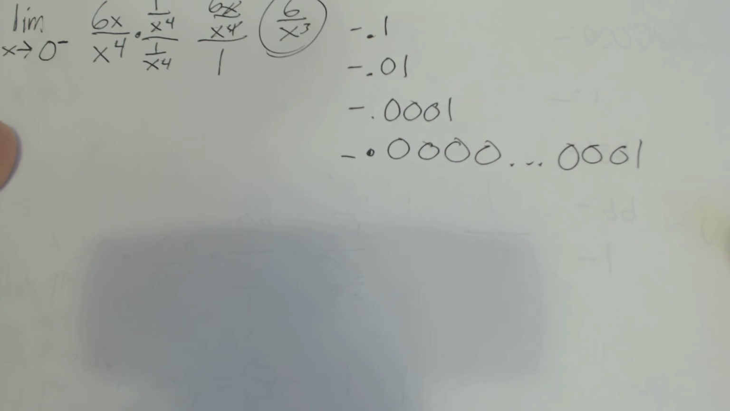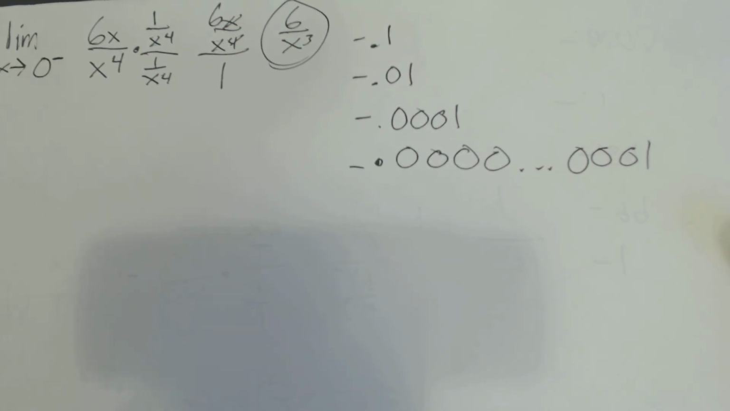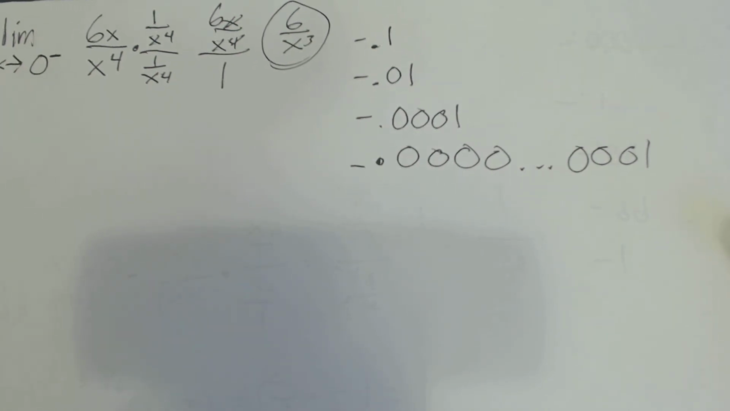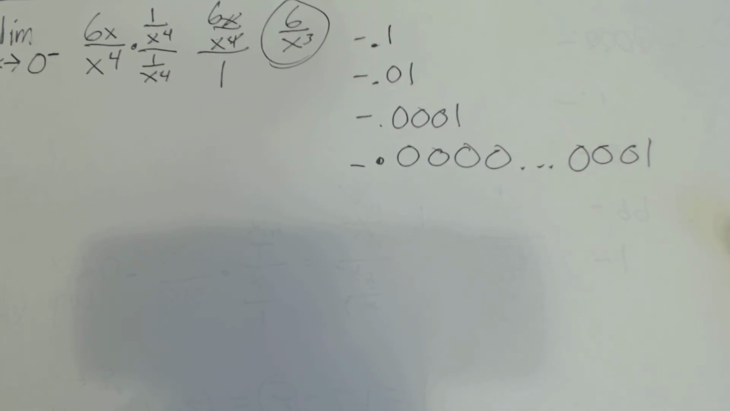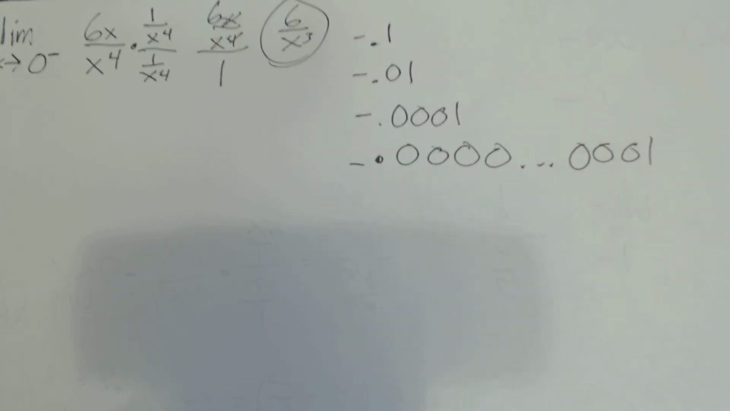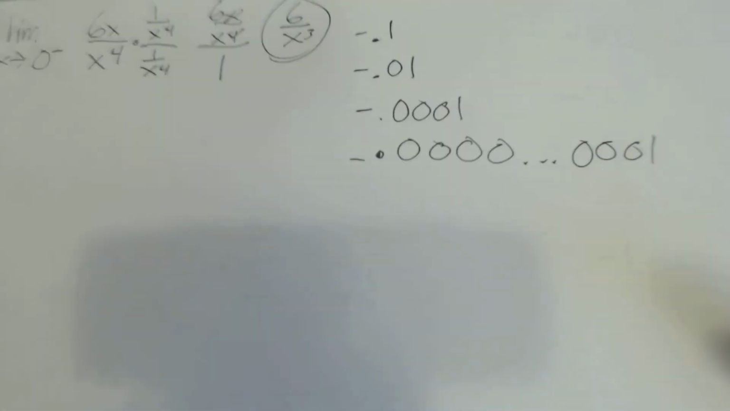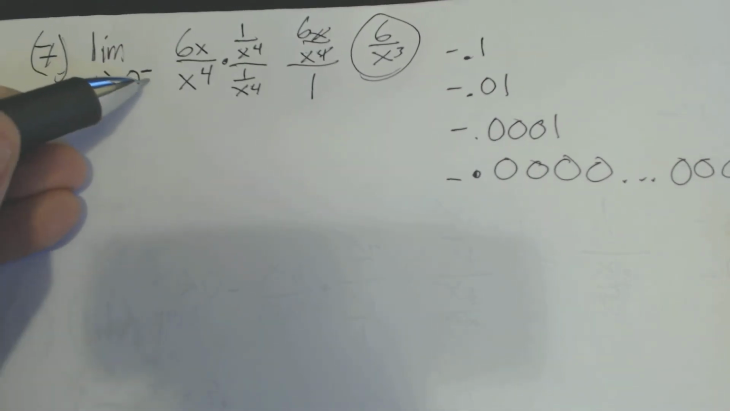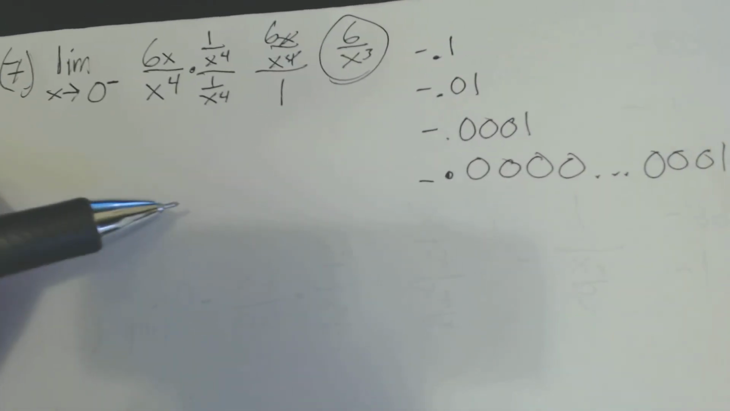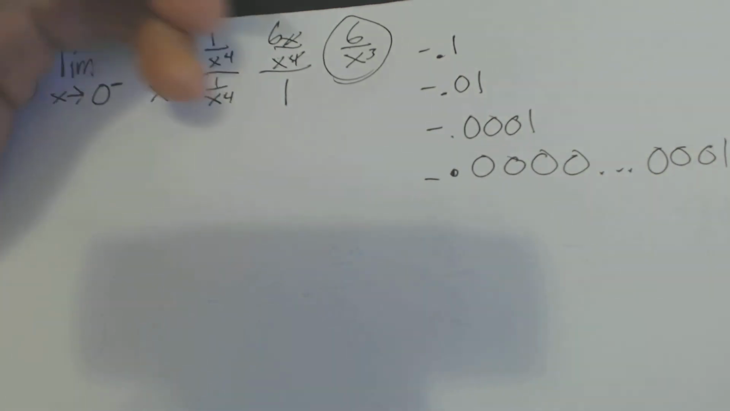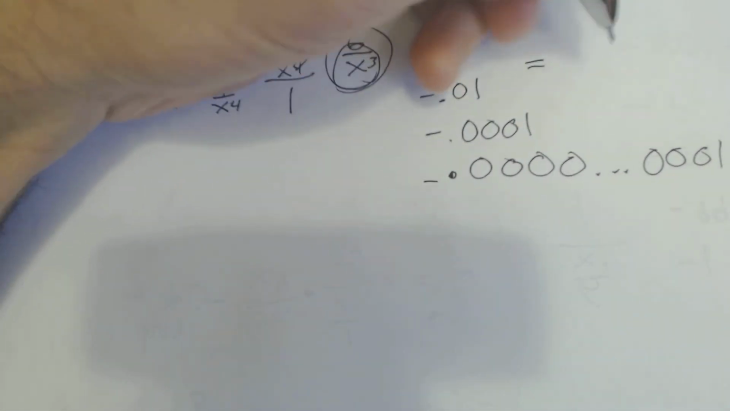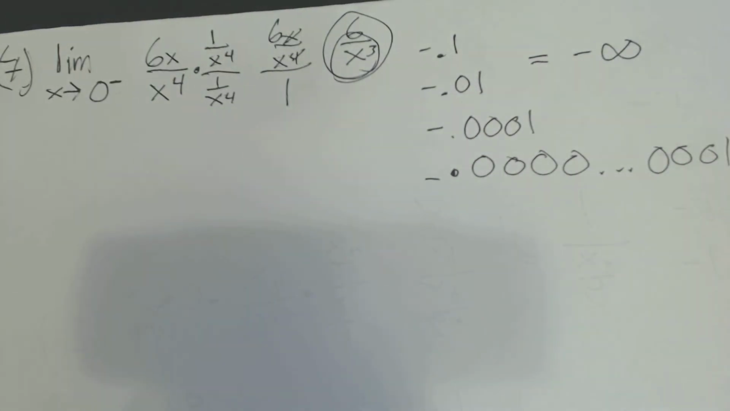So again, we're approaching 0, and we're getting really small negative numbers, and so dividing 6 by a really tiny number is going to result in an infinitely large number. But because we're coming at 0 from the negative direction, the result is going to be a large negative number, because we're going to have a negative number in the denominator, and so the answer is going to be negative infinity. And that is that, folks.